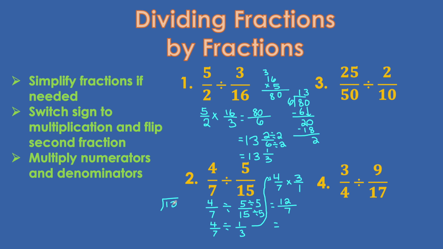12 on the inside, 7 on the outside. 7 goes into 12 one time. 1 times 7 is 7. Subtract. 12 minus 7 is 5. So our mixed number is going to be 1 and 5/7. And that is our final answer.